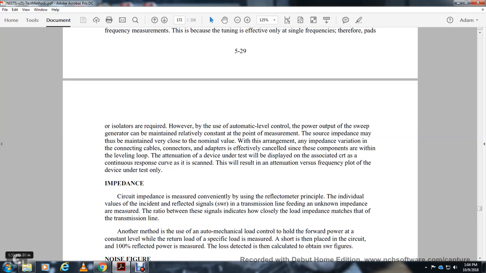Circuit impedance is measured conventionally using the reflectometer principle, with an incident and a reflected signal. The standing wave ratio of the transmission line feeding the unknown load is a measure of the ratio between the signals, indicating how closely the load impedance matches the transmission line.